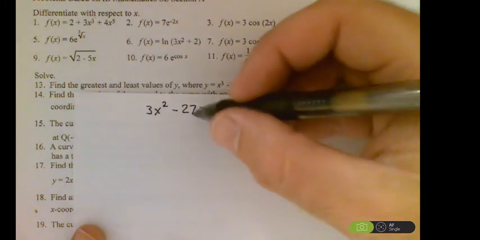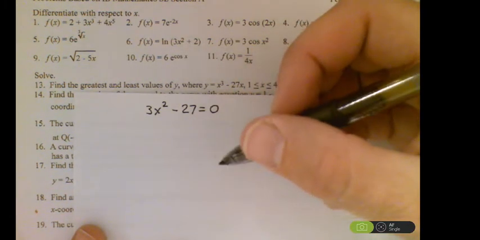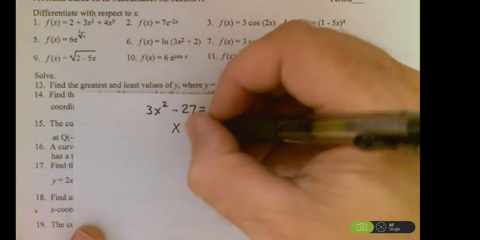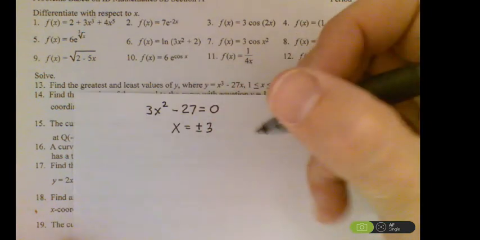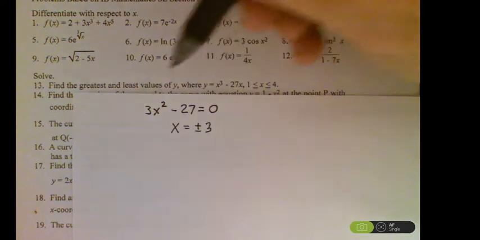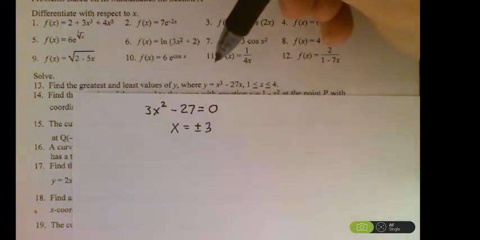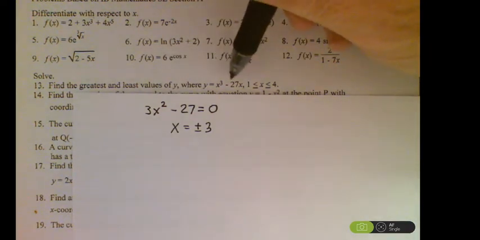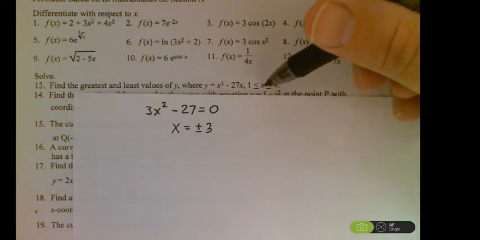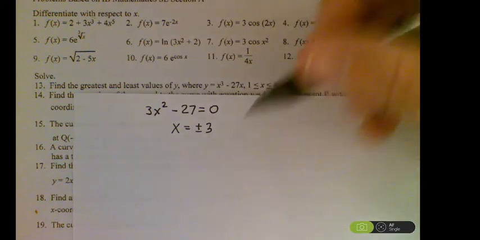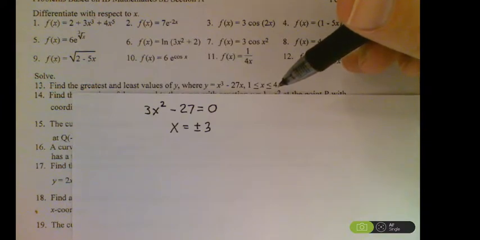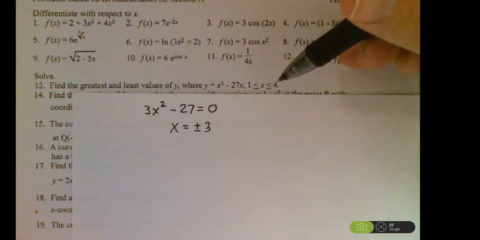So if we solve that equation, so add the 27, divide by 3, so x squared equals 9, which means x equals plus or minus 3. So those can be maxes and mins. In this case right here, it's saying least values of y, so we need to plug those back in to get those. One thing to consider, though, is look at our domain. I'm only looking at x's between 1 and 4, which means the -3 is out. So I'm only going to use the 3 to get one of my answers here. I can't use the -3.